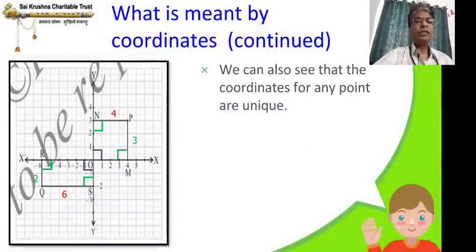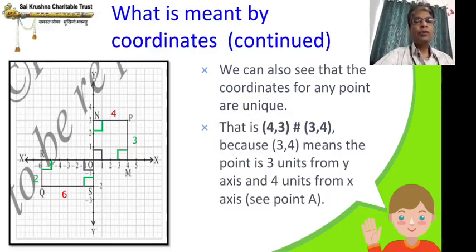We can also see that the coordinates of any point are unique. Unique means what? One and only one. The coordinates for any point, for P, are unique. So let's see the next line. That is (4, 3). So for P we saw it is (4, 3), which is not equal to (3, 4). Although both numbers are interchanged, (4, 3) is not equal to (3, 4), because (3, 4) means the point is 3 units from the Y axis and 4 units from the X axis.